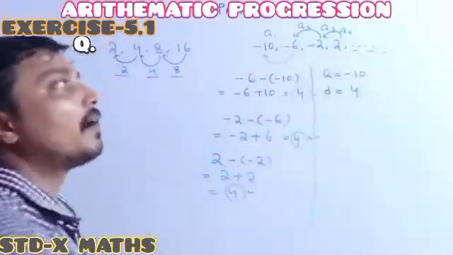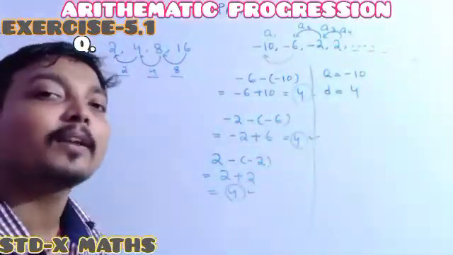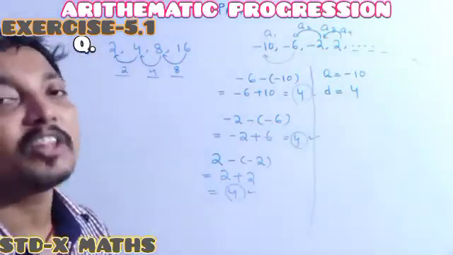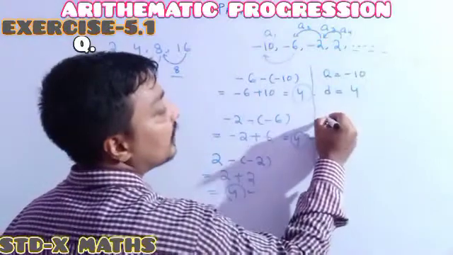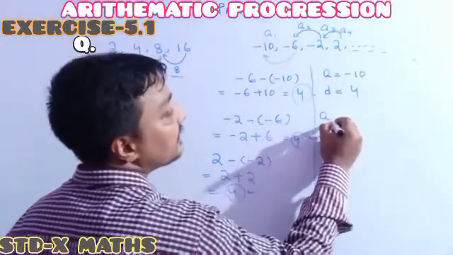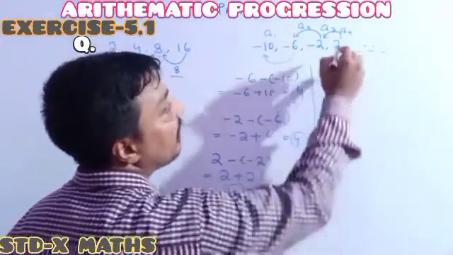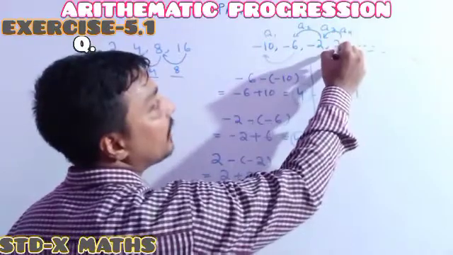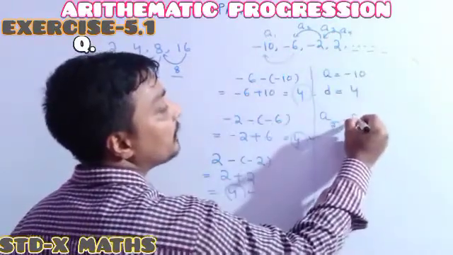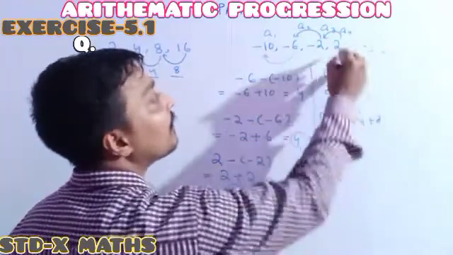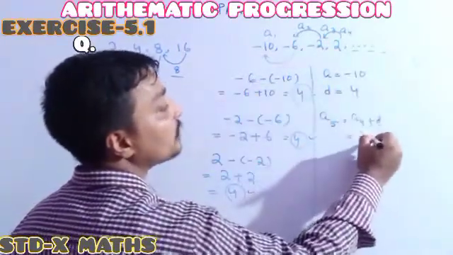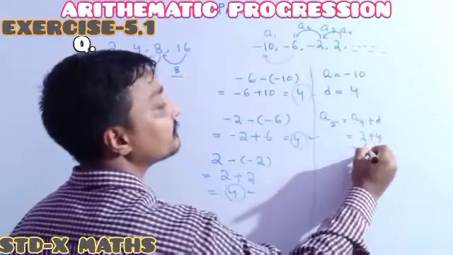It is also asked to write down the next 3 terms whenever the list of numbers is in the AP. See, how to find the next few terms? The shortcut formula I am saying. First one is A5. A5 you can obtain by adding the common difference to the previous term. It means A4 plus D. A4 is the last one, it is 2 plus 4, which is 6.